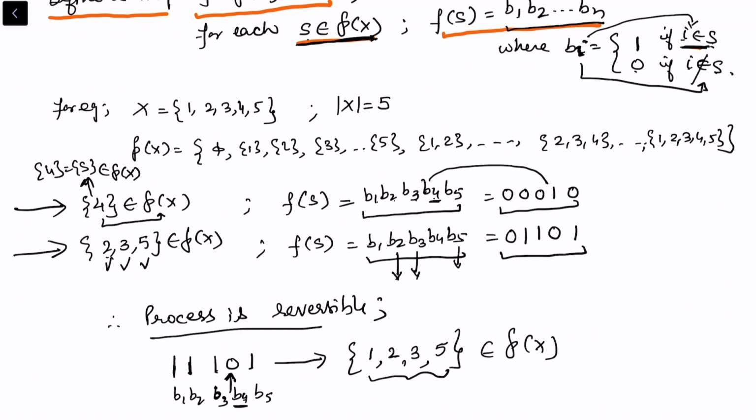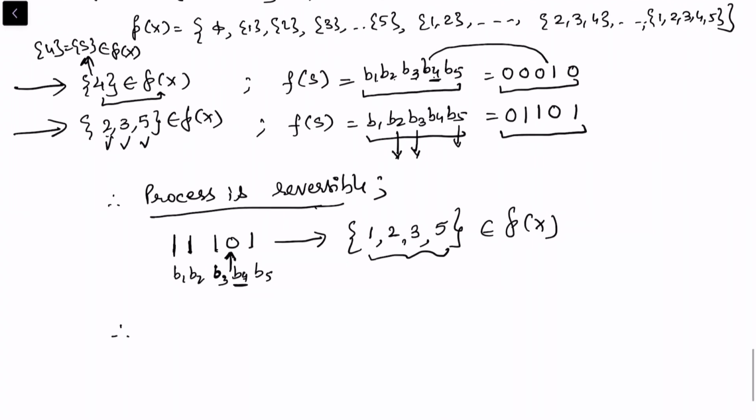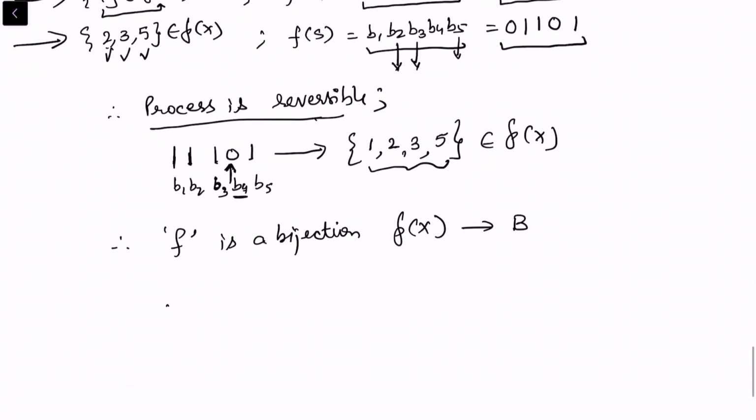Now as we see, the process is reversible. So we have defined a one-one and onto map, and so we can say that F is a bijection. This is a bijection from the power set P(X) to the set B. And we know B is the set of binary sequences. So we can look at the cardinality of the set B. The count of binary sequences of length 5 is 2 to the power n, where B is the set of binary sequences of length n.